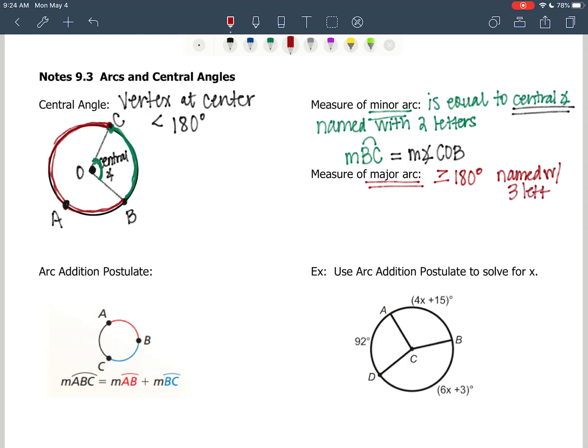As long as you know this part, you're good. So if I'm talking about the measure of that red arc, I'm going to say the measure of arc BAC. I can't just say BC, otherwise it's going to take the short route. I have to say start at B, go through A, and end at C, so that it takes the route of the longer way around. The measure of arc BAC is not the same as the measure of arc BC. So arc BC is the minor arc, arc BAC is the major arc.